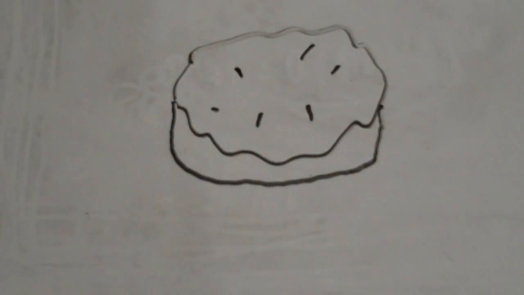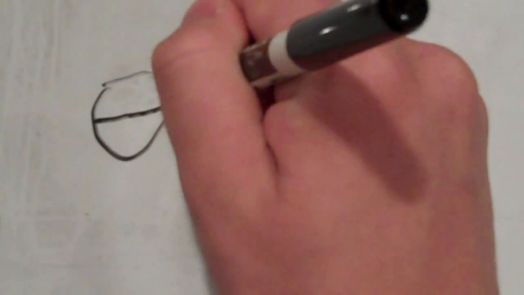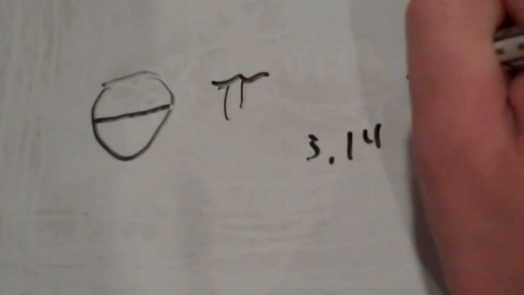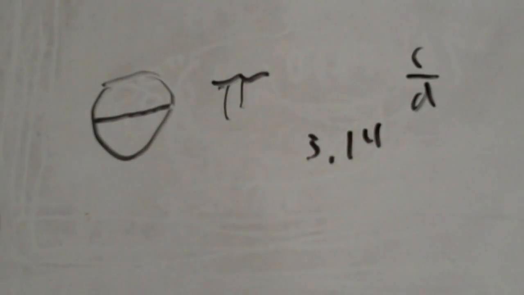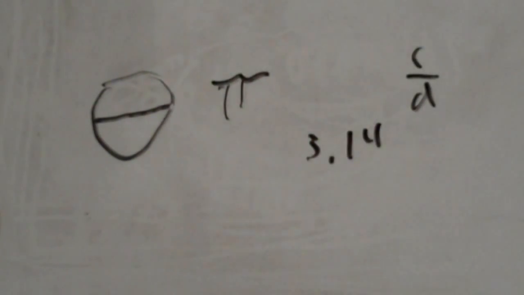Next, we have pi. No, not that. That. Pi, you guys are probably familiar with, is also irrational, like e, and it is approximately 3.14. Now, pi is the ratio of the circumference of a circle to the diameter, C over d. So, no matter what the circumference or the diameter is, the ratio will be approximately 3.14, or pi.